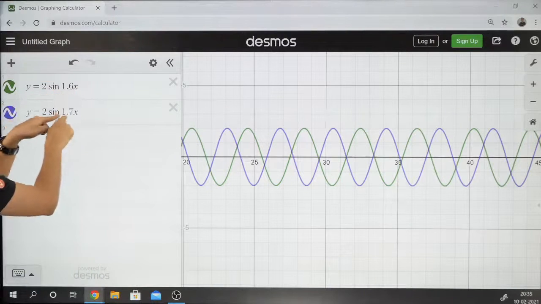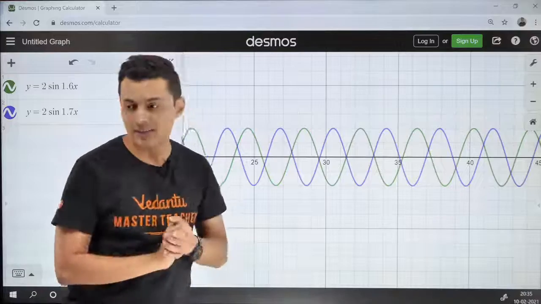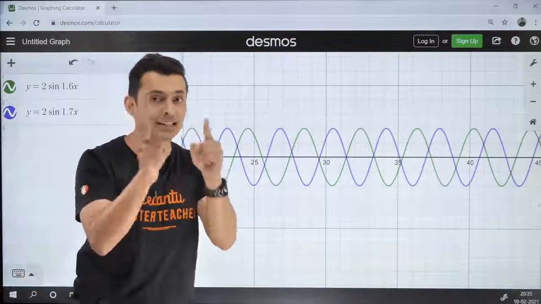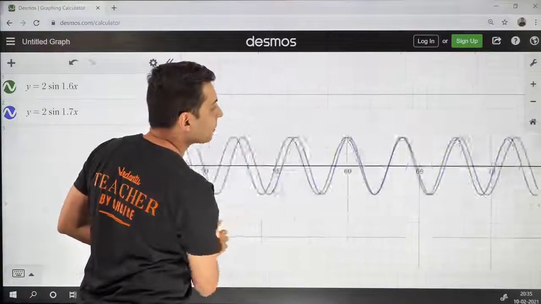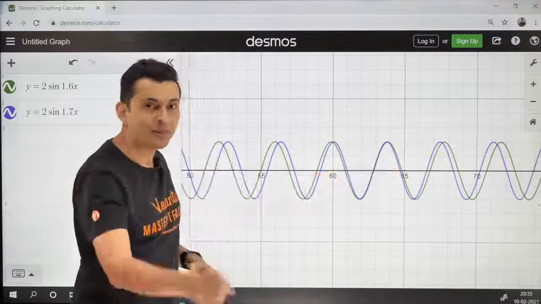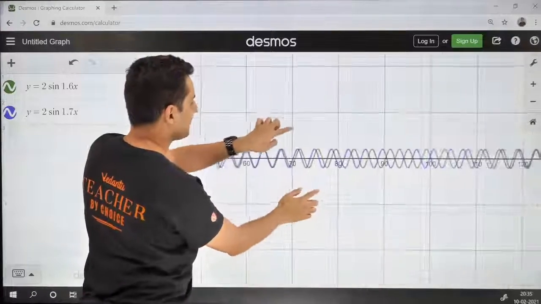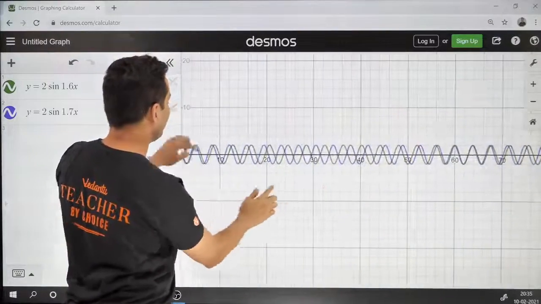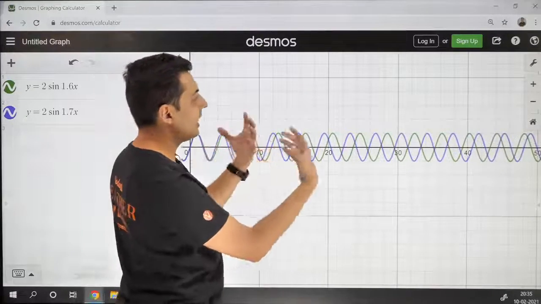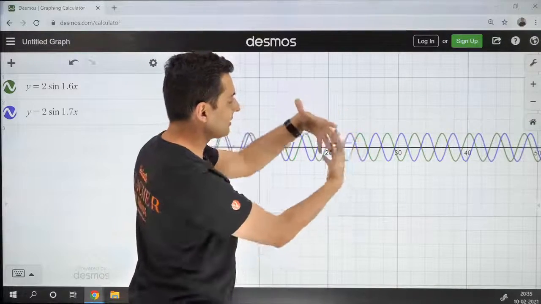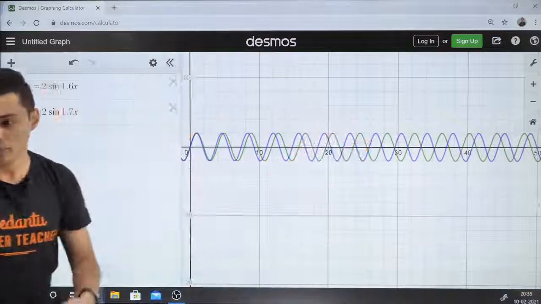because their multiplying factor is not the same. One is 1.6x, one is 1.7x. So their wavelengths are different. Do you understand that? Their wavelengths are different. That's why there is destructive. And again, after some more time, do you see constructive? And again, after some more time, do you see destructive? So guys, I hope you see that these waves align themselves and get destructively interfered after some time, and this keeps on happening successively.